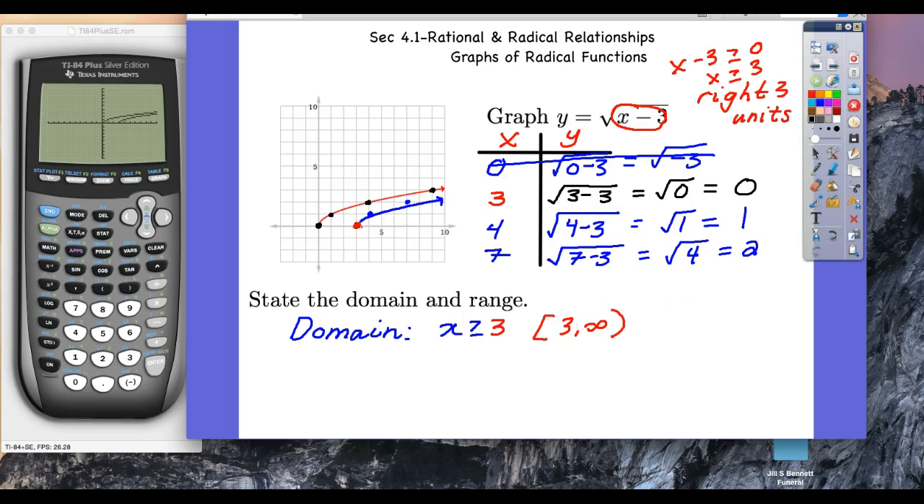The y values don't change. Notice how my lowest y value here, okay, is at the x-axis. So my y is going to be greater than or equal to 0, or in interval notation 0 to infinity.